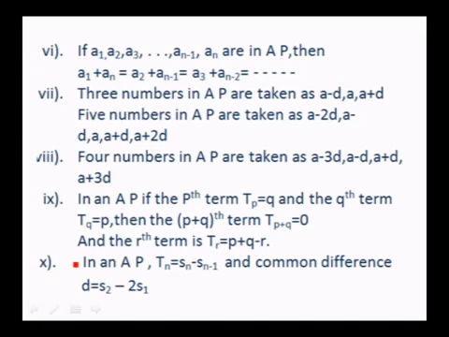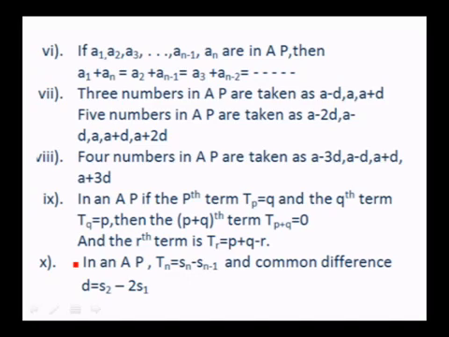If A1, A2, A3, etc., An are in AP, then A1 plus An is equal to A2 plus An minus 1 is equal to A3 plus An minus 2, etc. That means in an AP, if you add the first and the last term, it is the same as the sum of the second and the last but one term, and the third and the last but 2 term like that. Suppose you have 1, 3, 5, 7. If you add 1 and 7 you get 8. If you add 3 and 5 you get 8 like that. So that is a property of an AP.